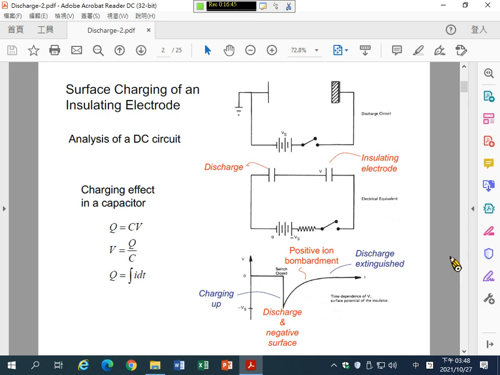So you cannot generate a continuous plasma by a DC discharge if one of the electrodes is connected with a piece of insulating material. So in order to maintain a continuous discharge, one needs to charge up the surface in a very short time, so that the surface will become negatively charged again.